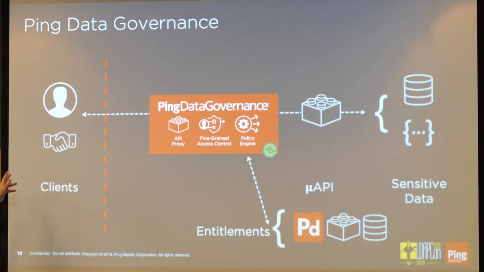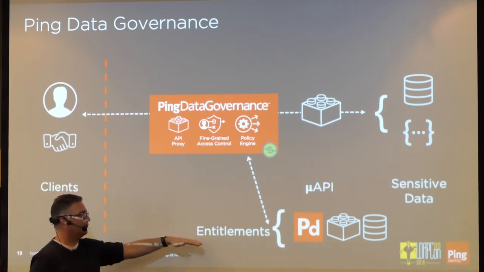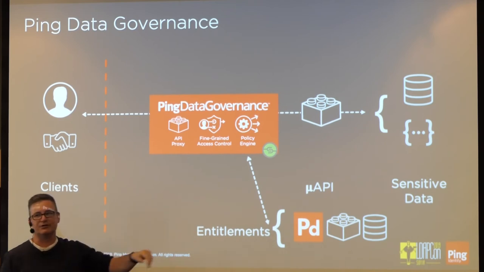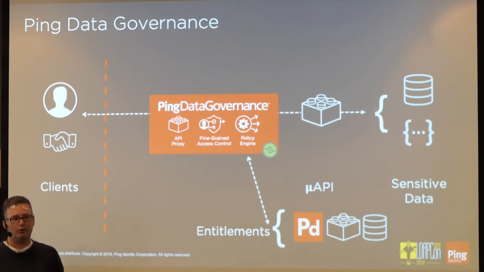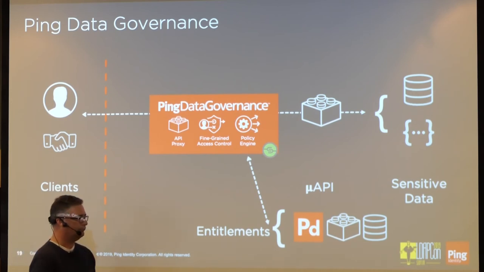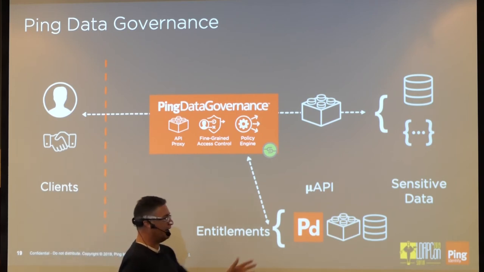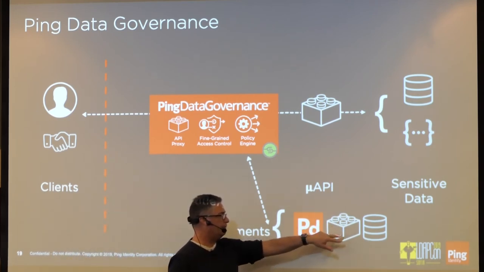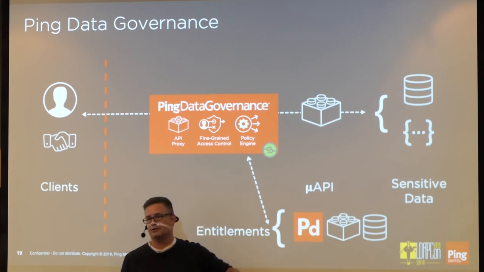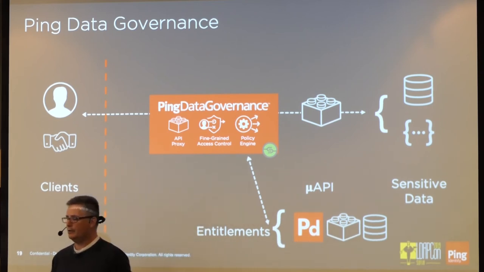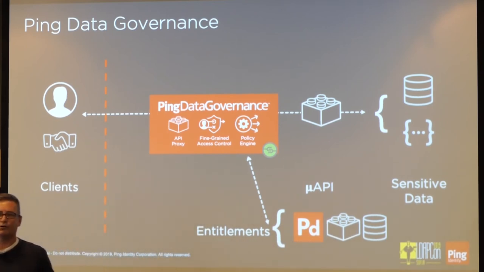So your client is making an API call. Data Governance is making a call out to your entitlement services, and that could be Ping Directory, or it could be other directories as well, like OpenLDAP, the ForgeRock directory, etc. It could be databases. It could be microservices. So there's a whole lot of back-end connectors in the product that lets you get data from where you want it to live. So you don't have to buy Ping Directory to work with this.